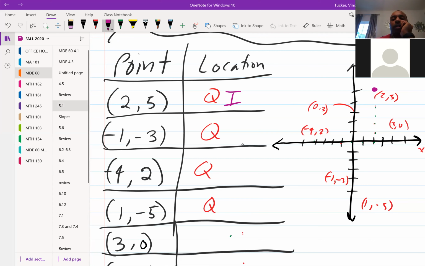Next one, (-1, -3). I'll go to the left 1 because it's negative, and then down 3, once again because it's negative. That'll put me in quadrant 3. Two negative moves will put you in quadrant 3. (-4, 2): I will go to the left 4 and then up 2. That puts me in quadrant 2.